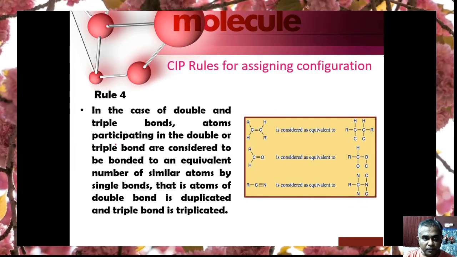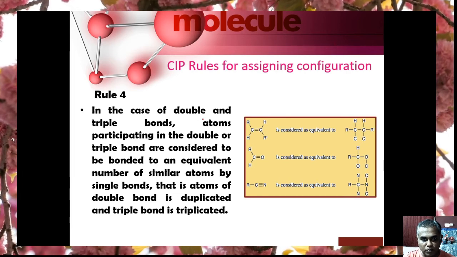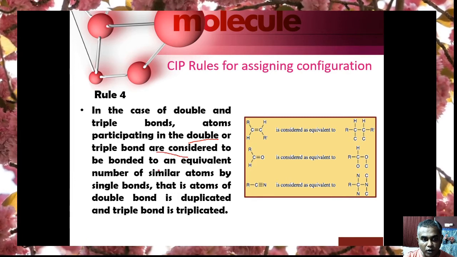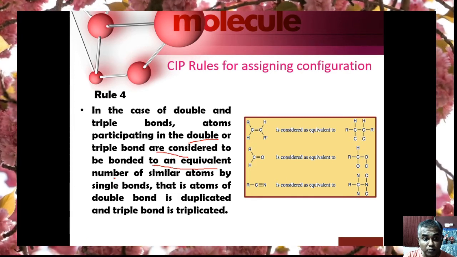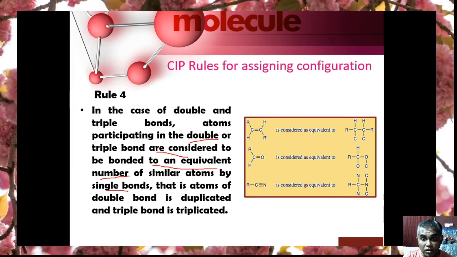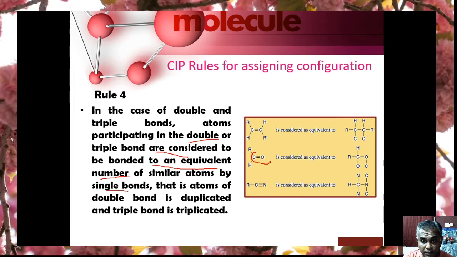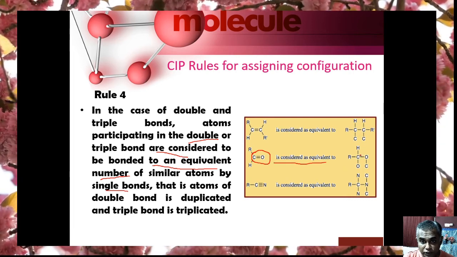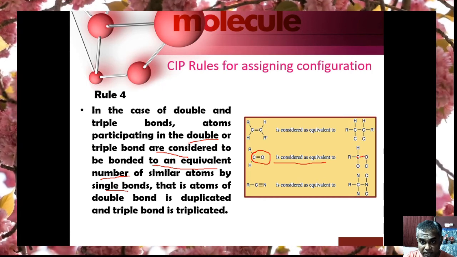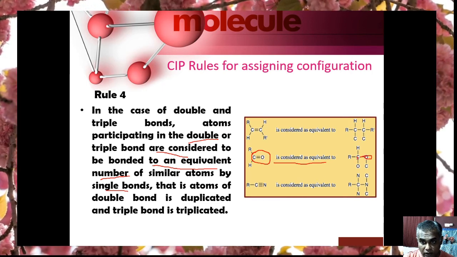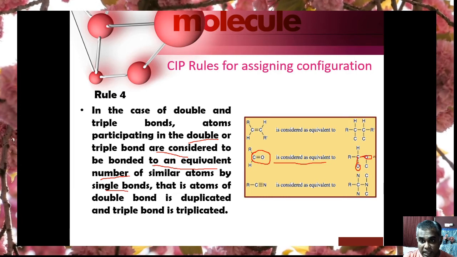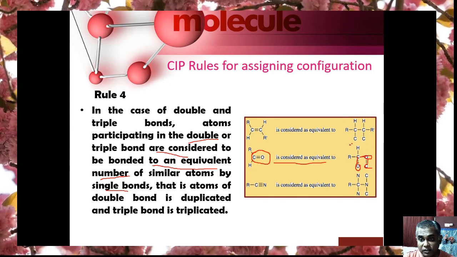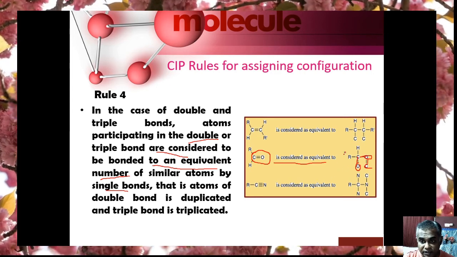Rule number 4: in the case of double bonds and triple bonds, the atoms participating in the double or triple bond are considered to be bonded to an equivalent number of similar atoms by single bonds. For example, if you take a carbonyl group, we have to see that this carbonyl group is equivalent to a carbon which is attached with one oxygen. It is also attached with another oxygen, and one of these oxygens is attached with another carbon. Okay, so this is how it has to be represented and counted.